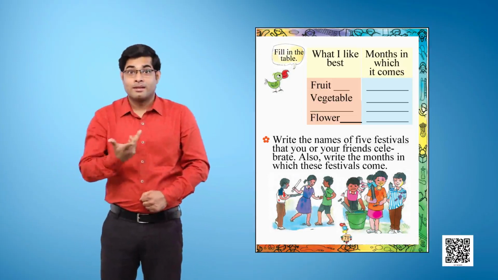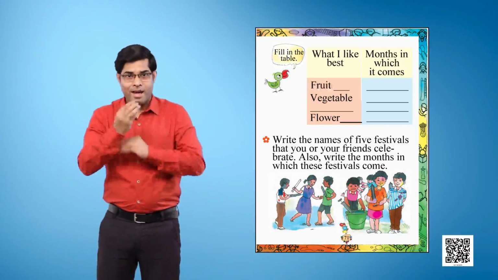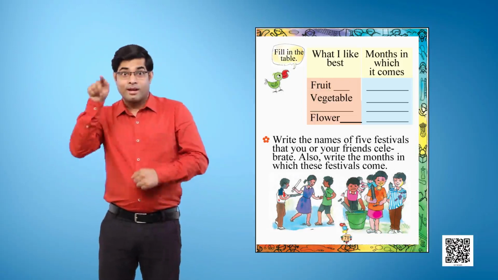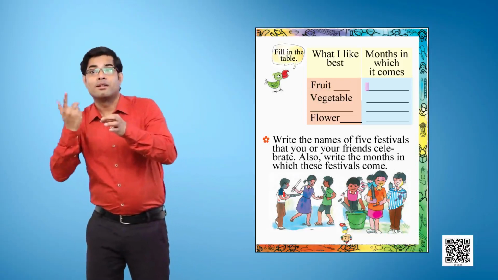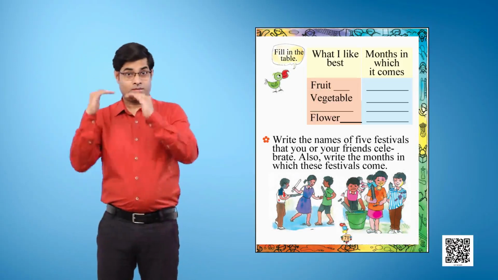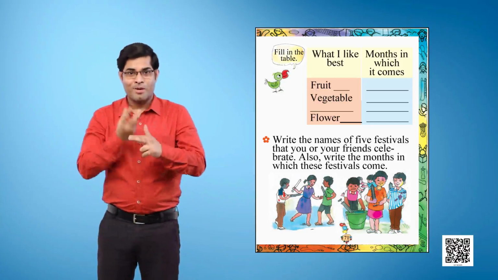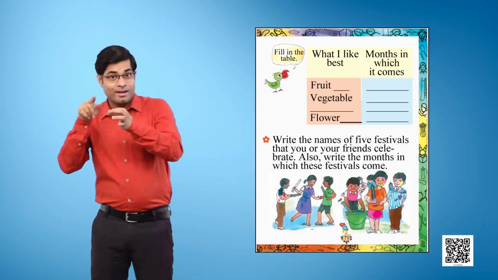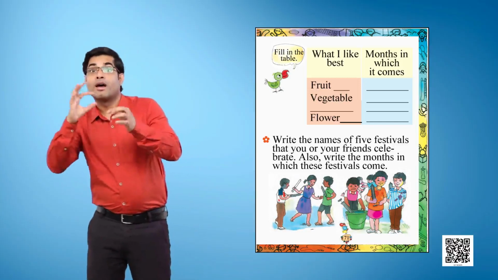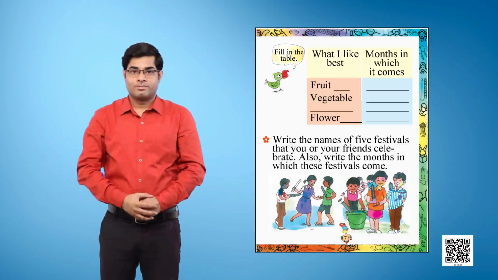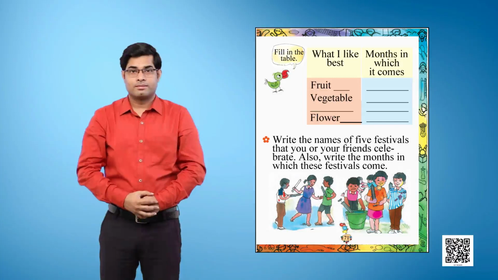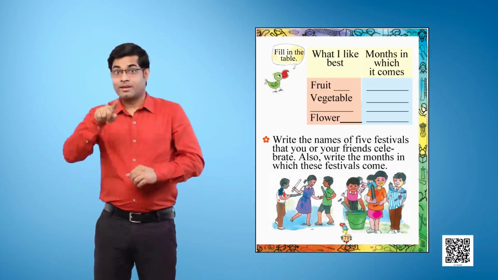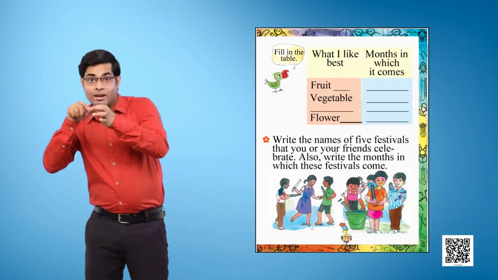What I like best. Fruit. Dash. Months in which it comes. Dash. What I like best. Vegetable. Dash. Months in which it comes. Dash. What I like best. Flower. Dash. Months in which it comes. Dash.